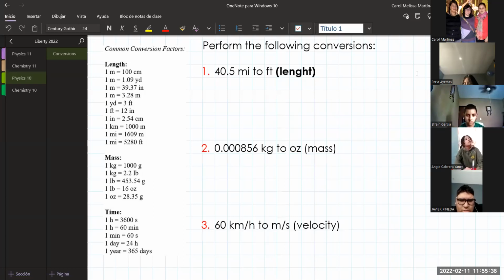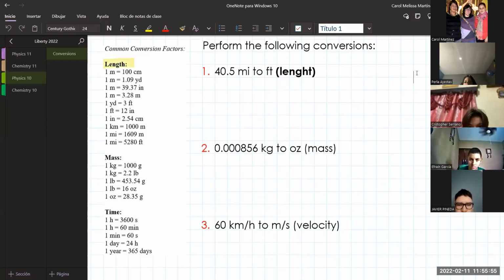Tell me, from the conversion factors that you can see on the left, which one is the one that I can use for this first example? The last one, the one with miles and feet. Exactly, the last one, the one that involves miles and feet. Okay, so this conversion factor, remember what I told you earlier.